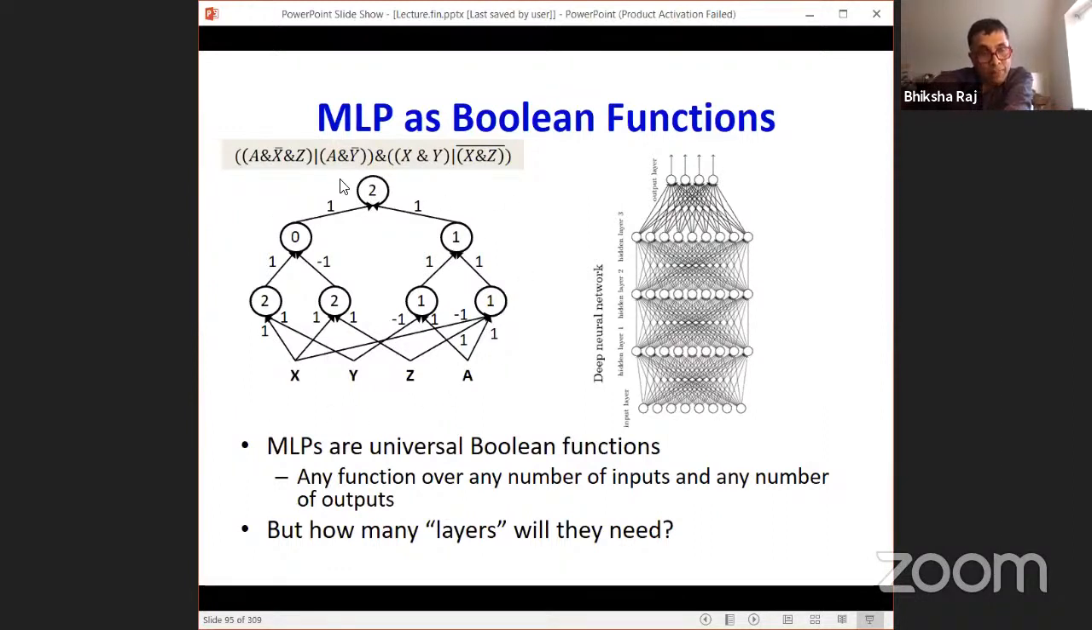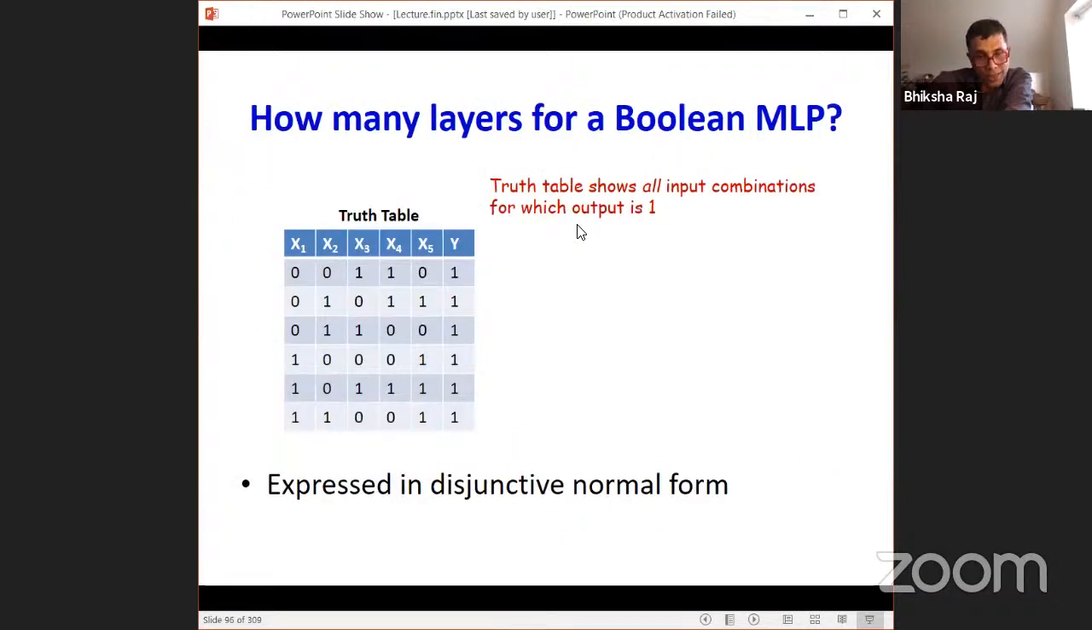So we've seen that an MLP can compose any Boolean function, but then how many layers? In this particular example, to compose this function, we needed three layers. How many layers will I need to compose an arbitrary Boolean function? To answer that question, let's try representing Boolean functions in a slightly different way. Any Boolean function can be expressed as a truth table. A truth table is basically a table of inputs and output. You only need to represent the specific input patterns for which the output is one. For the rest of them, the output is implicitly zero.